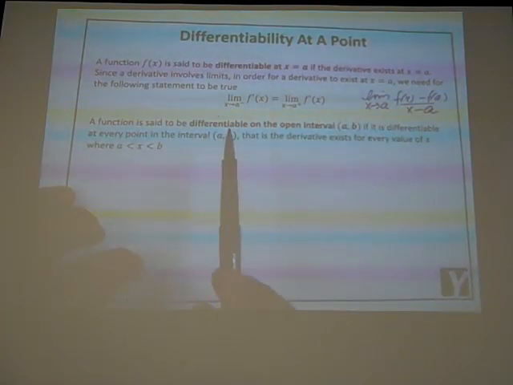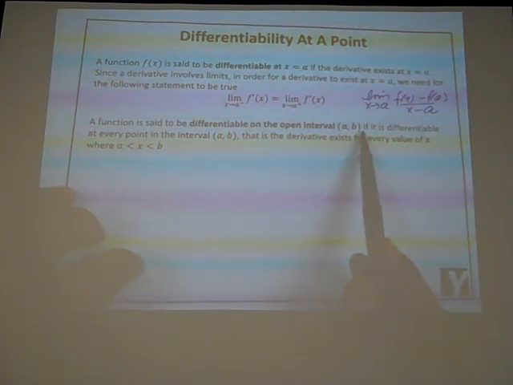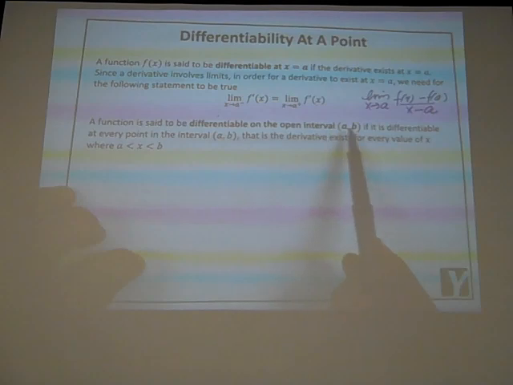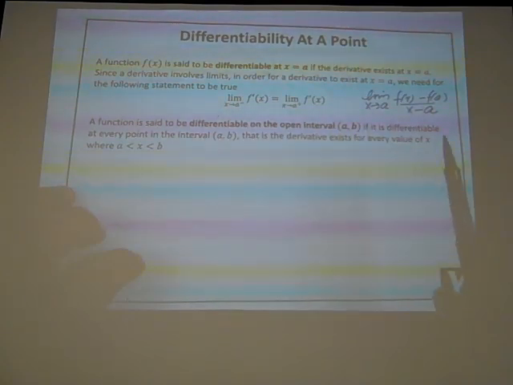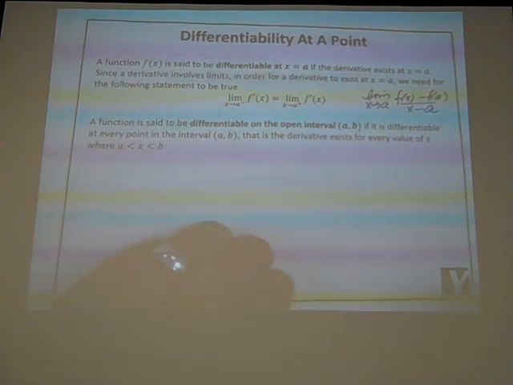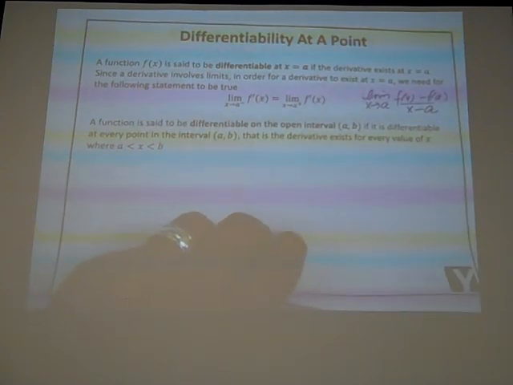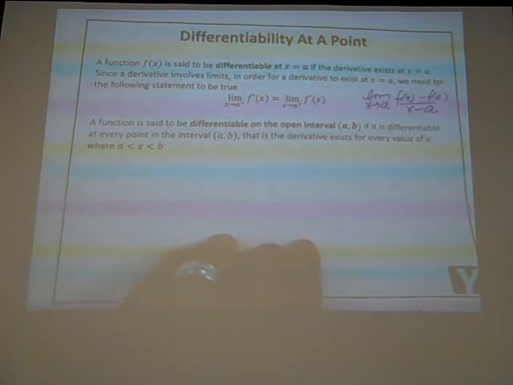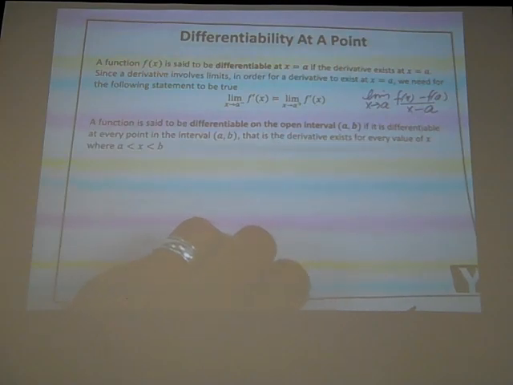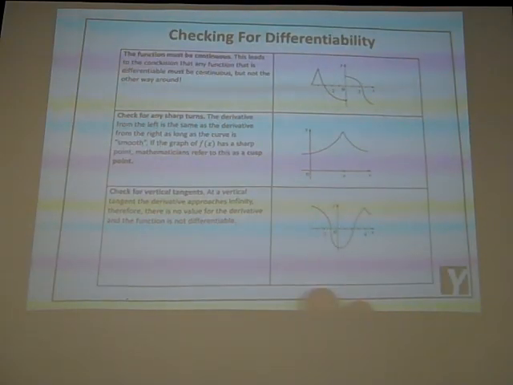We can talk about differentiability at a point. We can talk about differentiability on an interval, like from a starting value to an ending value. We can even talk about a function being differentiable everywhere. So that's differentiability. The derivative has to exist. So let's go through a quick checklist on how you actually decide if a function is differentiable at a point. Now this is assuming that you have the graph in front of you.